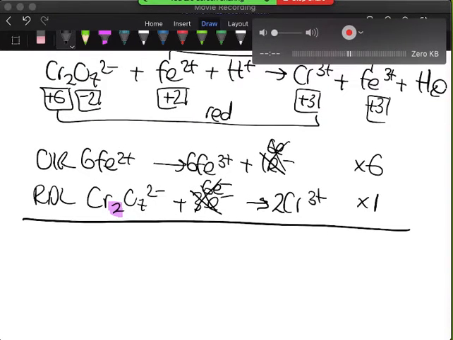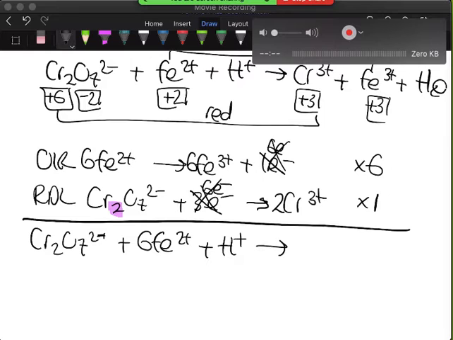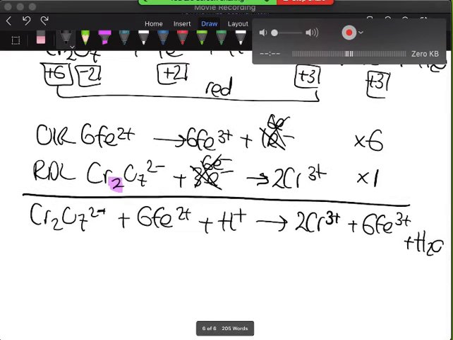So it is Cr2O7 2 minus plus 6Fe2 plus H plus goes to 2Cr3 plus 6Fe3 plus H2O. I look at my O's. Over here I have 7 O's, so I need to put a 7 in front of my water, and that gives me 14 hydrogens here. Does that answer your question, Mikey? Yeah. So it would be the same for question 3 as well. Yeah.